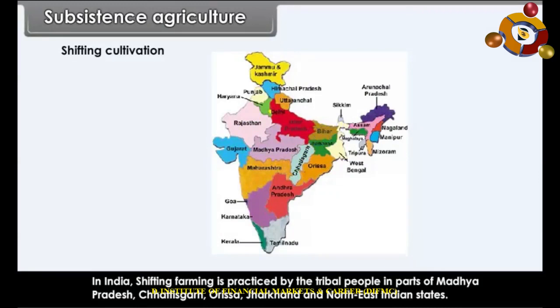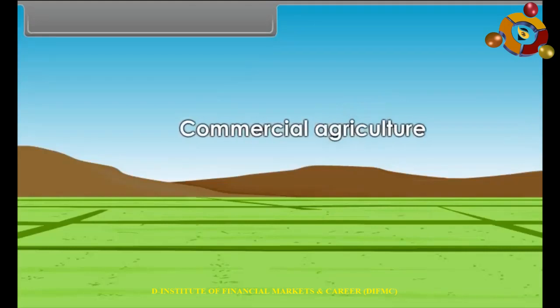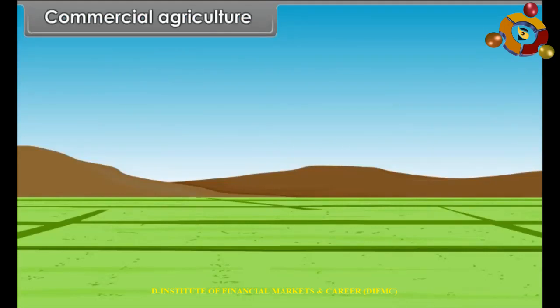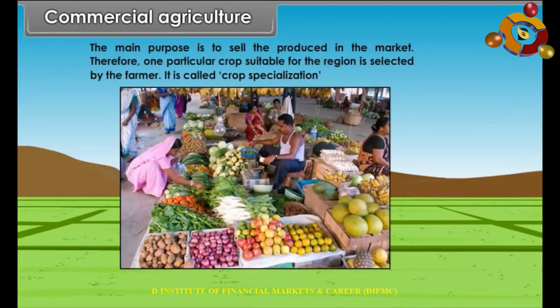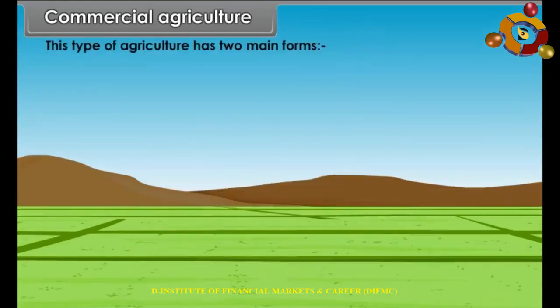Commercial agriculture. The main purpose is to sell the produce in the market. Therefore, one particular crop suitable for the region is selected by the farmer. It is called crop specialization. This type of agriculture has two main forms: commercial grain farming and plantation agriculture.